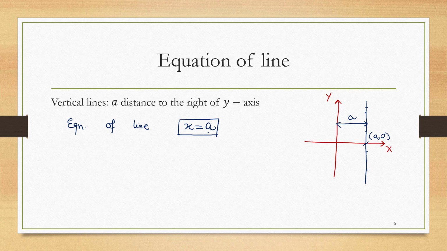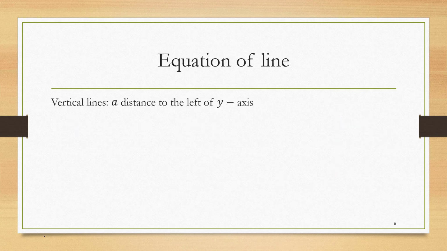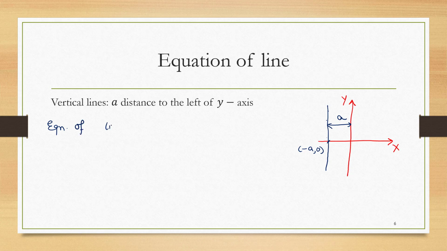So equation of line in this case will be x equal to a. Next, that is a distance a to the left of y-axis. So let this be the x-axis and we have this y-axis. And if we are talking about left of the y-axis, then it would be a line like this. This distance is a. So as we have done earlier, this point will have coordinates (minus a, 0). So any point on this line is going to have x coordinate equal to minus a. So equation of this line will become x is equal to minus a.